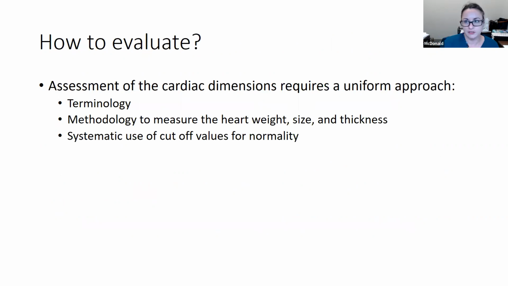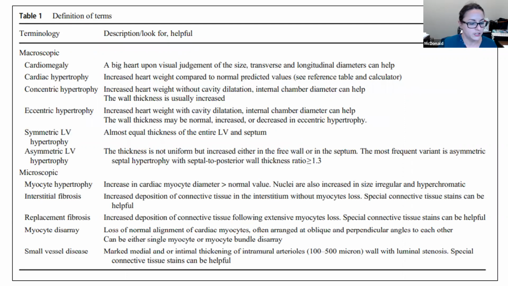So how do we evaluate the hypertrophy? We need to assess the cardiac dimensions with a uniform approach so that we can communicate effectively with each other about what hypertrophy is and when to call it. So we need to all have a terminology that we use, a standard methodology to measure the heart, and there needs to be a systematic use of cutoff values. So these are the terminology definitions that they have presented here in this paper. And I think it's pretty straightforward. We're going to come back a little bit to this at the end of this part of the presentation.